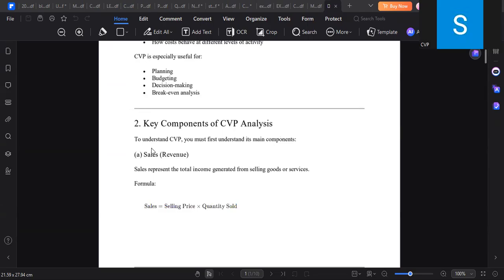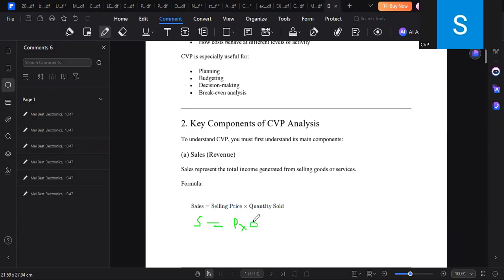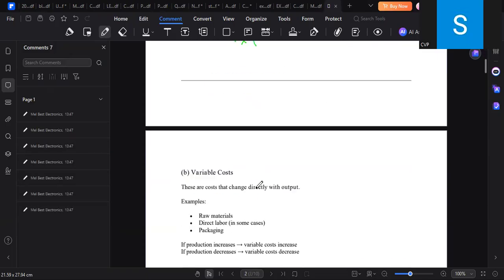So we need to understand, firstly, the sales revenue. The sales represents the total income that we generate from the sales of our goods and services. So the formula for our sales is simply selling price times quantity. All right. So sales is equal to what? P times Q, if you like, the price times the quantity. So this is our sales revenue, right?